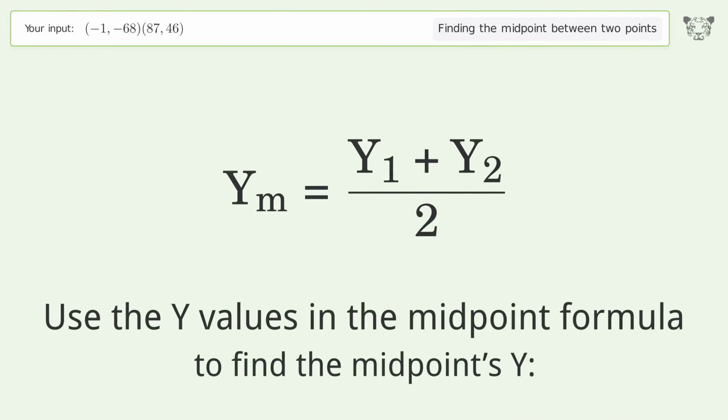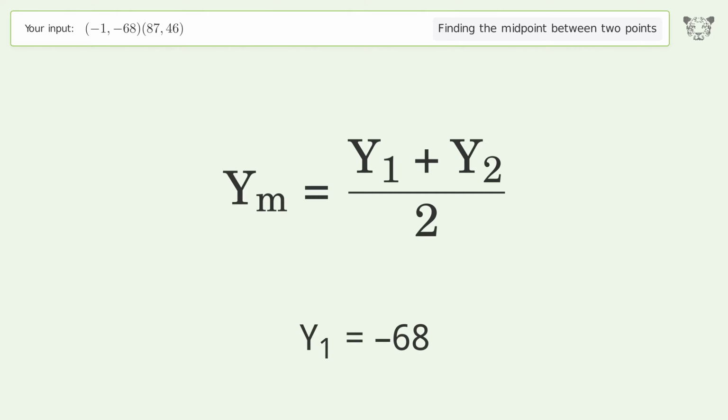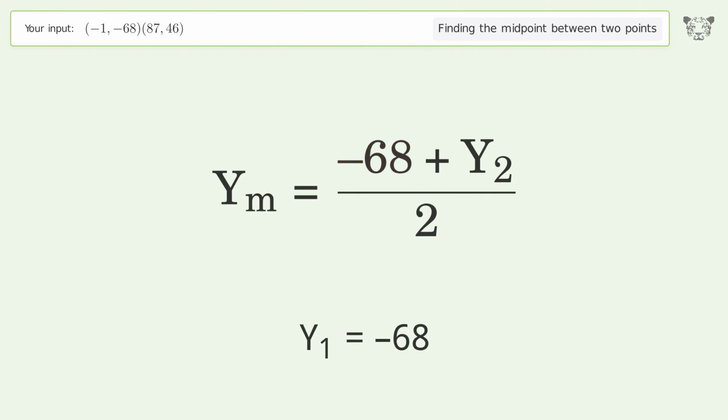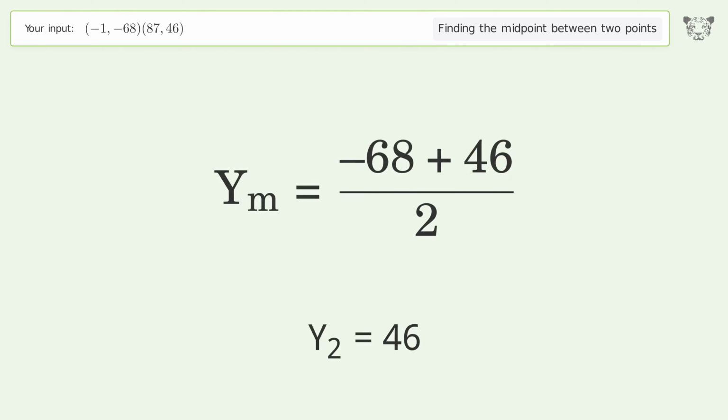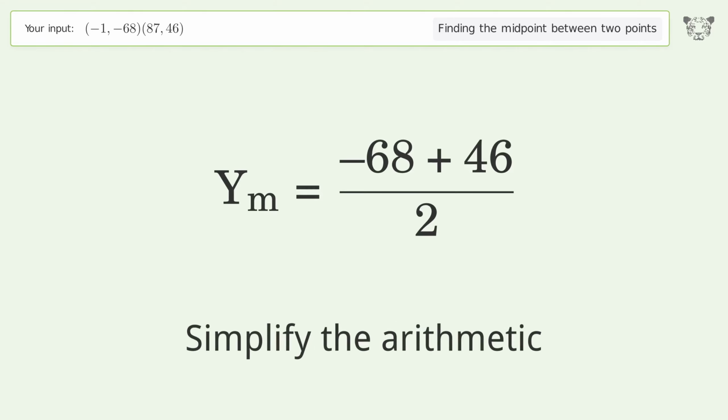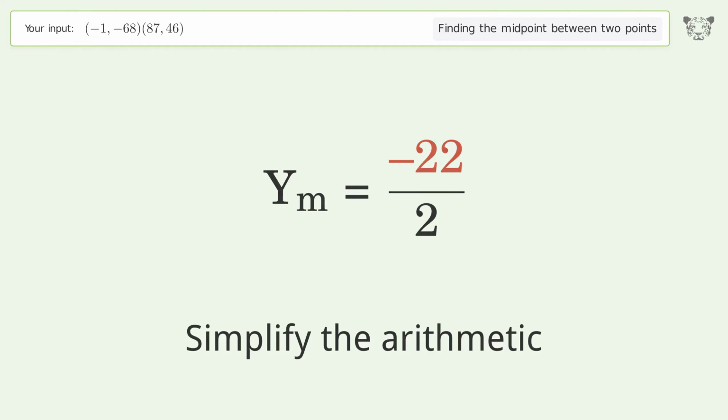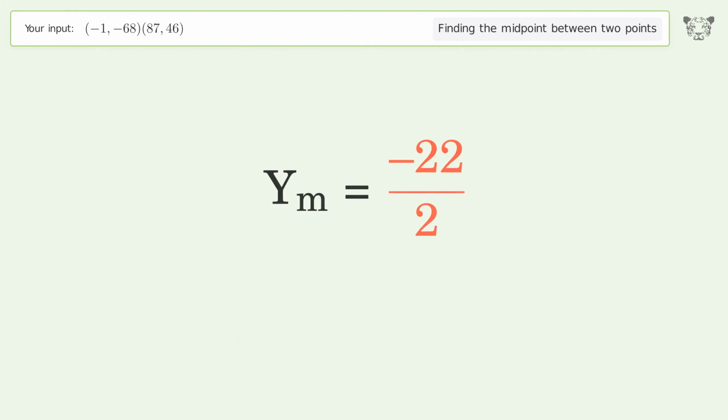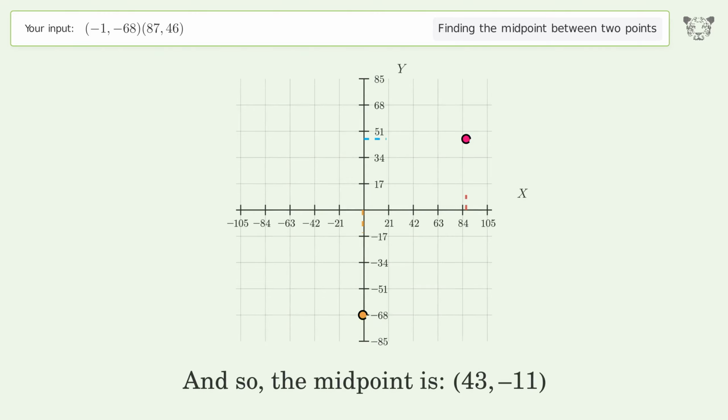Use the y values in the midpoint formula to find the midpoint's y. y1 equals -68. y2 equals 46. Simplify the arithmetic. And so, the midpoint is 43, -11.